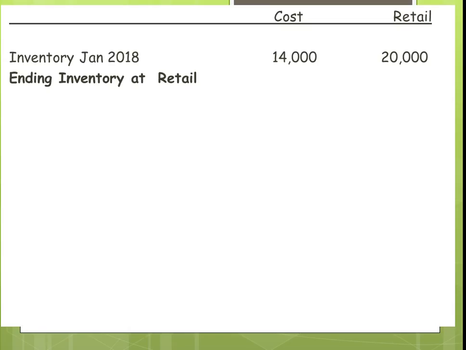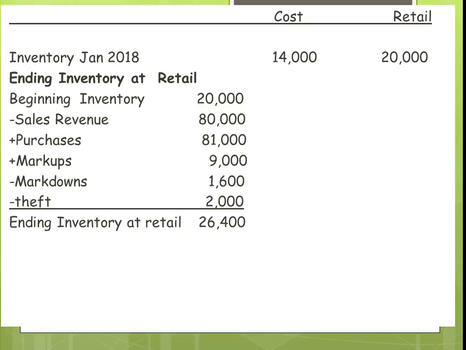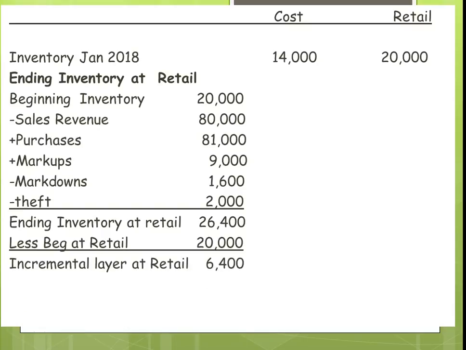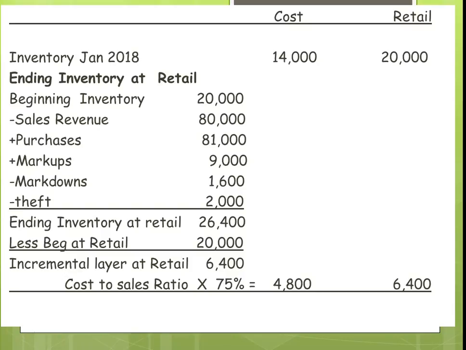So now we're going to say this is what it was at the beginning of the year. We're going to come up with ending inventory, which we did before, but I thought I'd show you again how you did it. You take beginning inventory minus sales plus purchases. This is all at retail, plus markups minus markdowns minus theft, which gives us our 26,400. We subtract our beginning at retail so that we can get our layer at retail. We're going to take this times that 75% cost to sales ratio, which tells us the value at cost of our ending inventory for 2018.